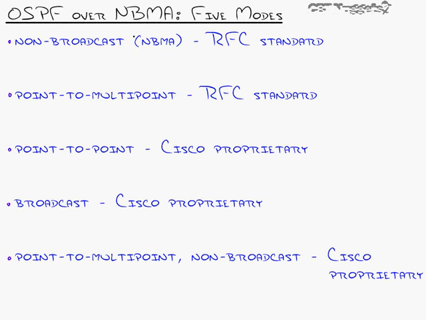Broadcast mode is just like non-broadcast, except it sends broadcast. It does everything non-broadcast does. It's just broadcast based, so you don't have to statically configure the neighbors. Finally, we have point-to-multipoint non-broadcast, which is the same thing as point-to-multipoint, it's just that now you have to statically configure the neighbors. It seems a little backwards, but all Cisco's goal was to do is to give you more options when you're setting this up.